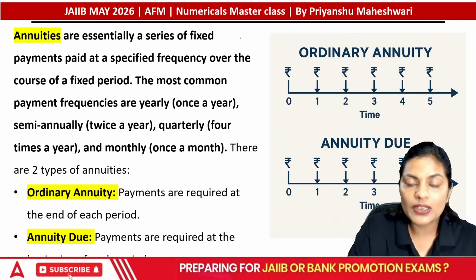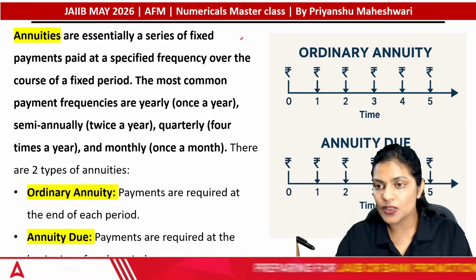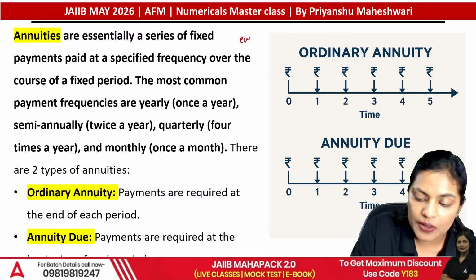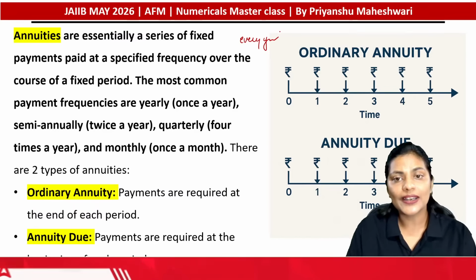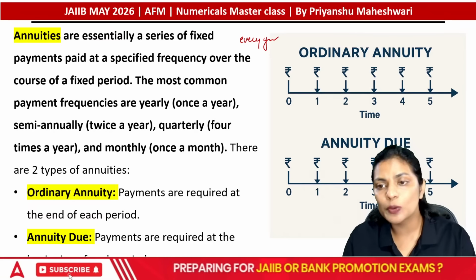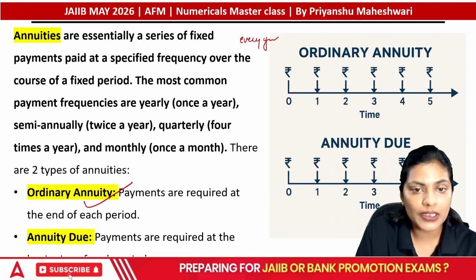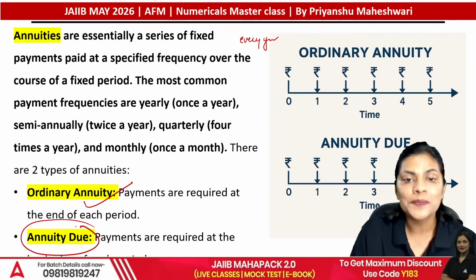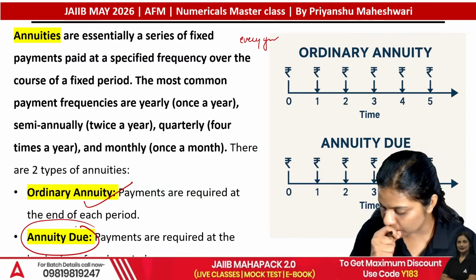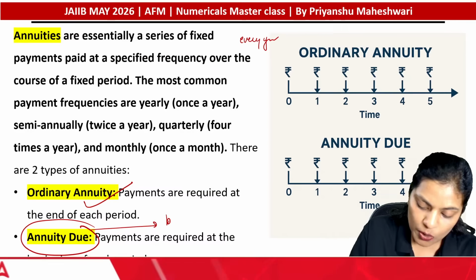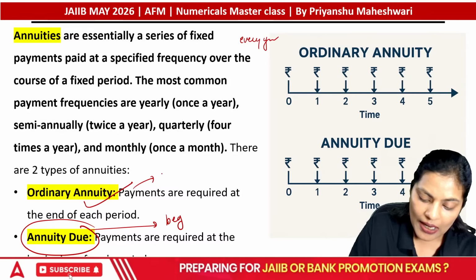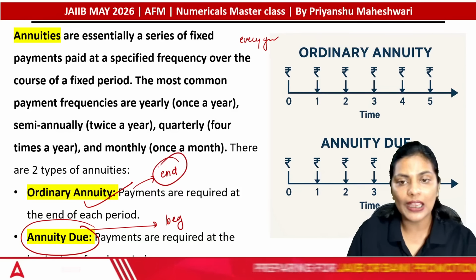Now, what is annuity? Annuity is basically a series of payments. So, the keywords would be every year, regularly, correct? It could be either in the beginning or at the end. If it is at the end, it is ordinary annuity. If it is in the beginning, it is annuity due. Annuity due talks about the beginning and ordinary annuity talks about the end, right?